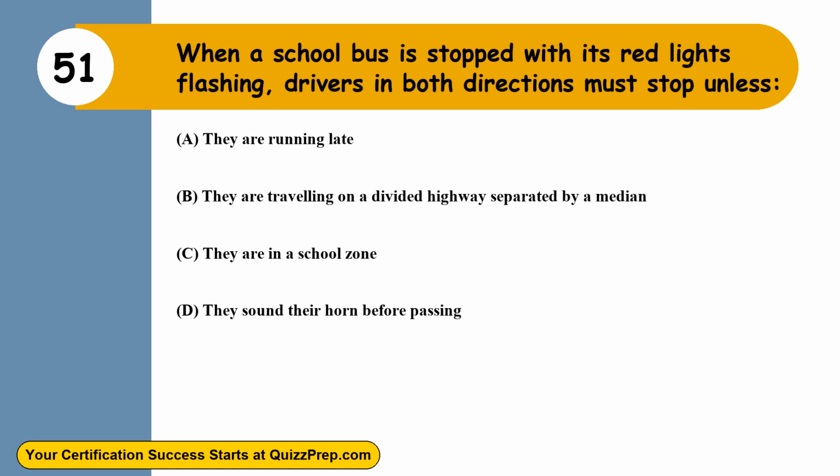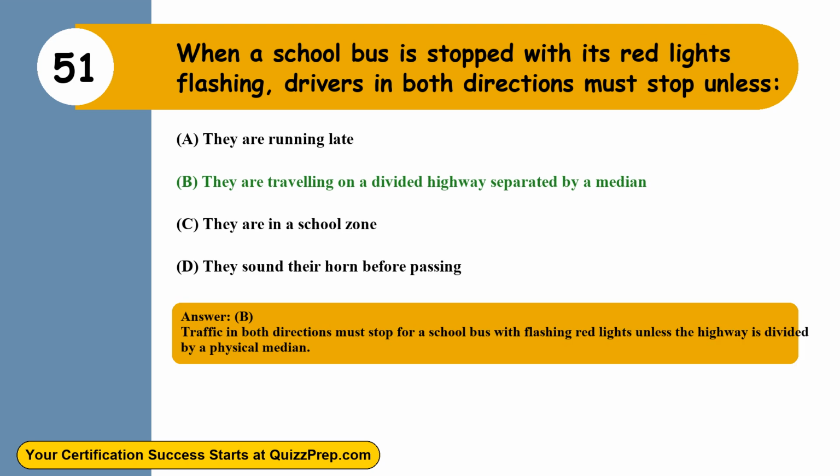Question 51. When a school bus is stopped with its red lights flashing, drivers in both directions must stop unless: Option A, they are running late. Option B, they are traveling on a divided highway separated by a median. Option C, they are in a school zone. Option D, they sound their horn before passing. The correct answer is option B. They are traveling on a divided highway separated by a median. Traffic in both directions must stop for a school bus with flashing red lights unless the highway is divided by a physical median.